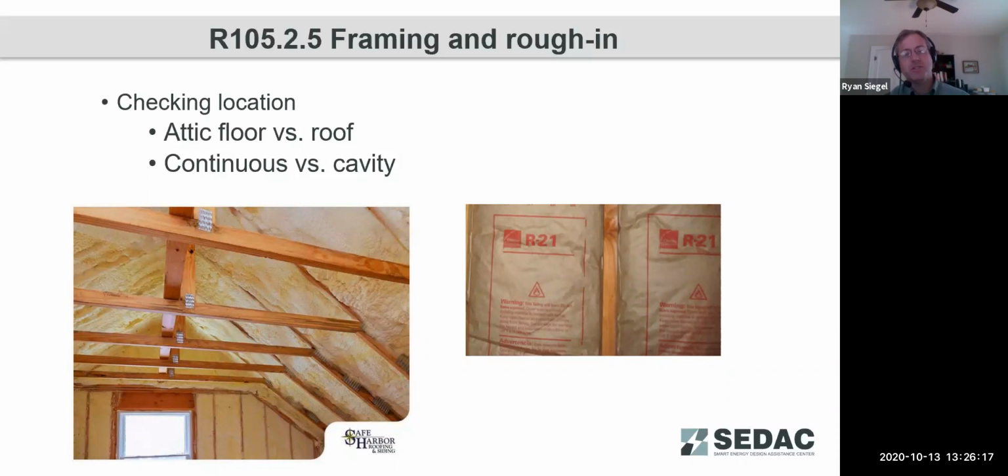Also, continuous versus cavity insulation. Both of these here depicted are cavity insulation because I do have structural members showing, and the insulation is not continuous across the structural members. But this may also be continuous on the outside of a roof. A little less common to see that in residential, to see above roof deck insulation, but it is quite possible. And we may see that going into the future. That may become more common.